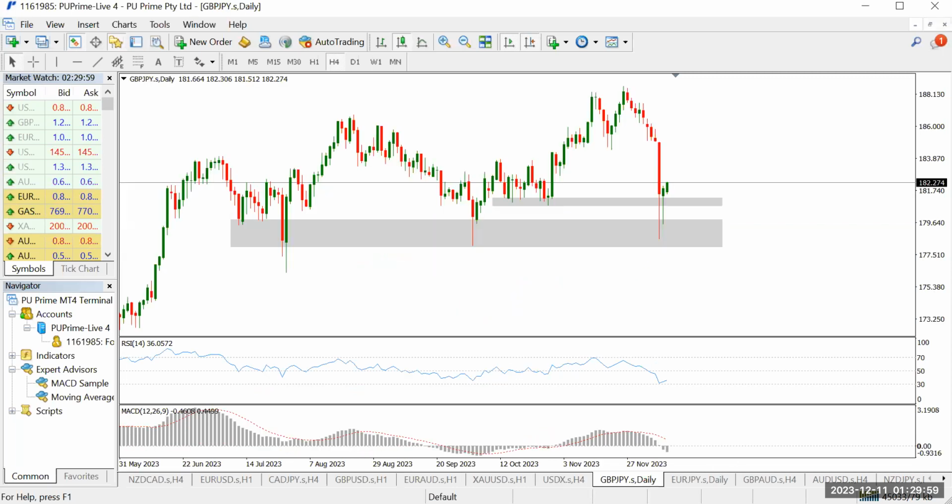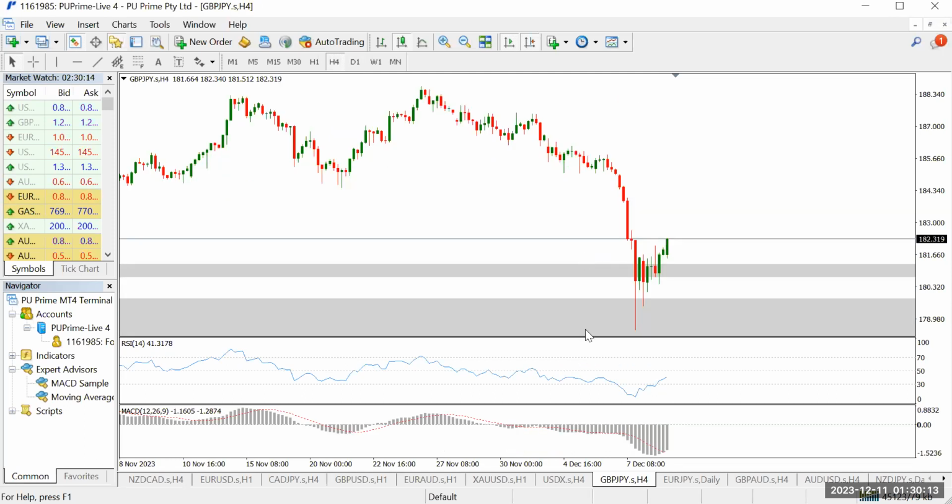And also I have GBP JPY. Here we have two support zones, and this is where price is. Remember, we had a rejection candle on Friday, a very strong pin bar. So if we flip down to the 4 hour time frame, I expect price to come back downwards to the support zone, form a double bottom, and break out upwards. So I hold a bullish view on GBP JPY.